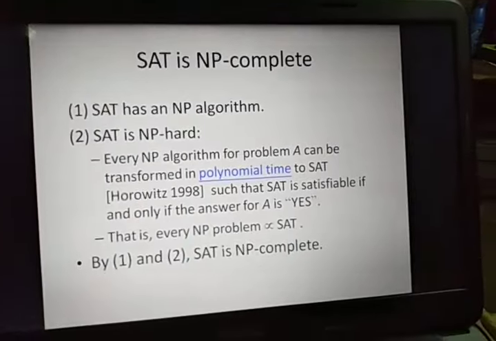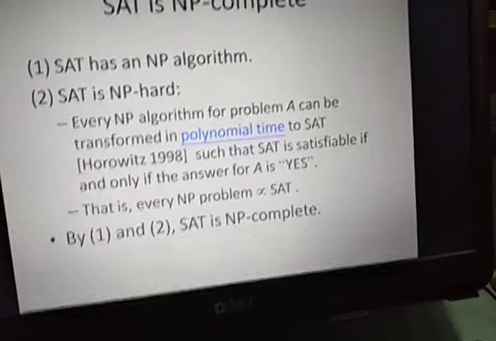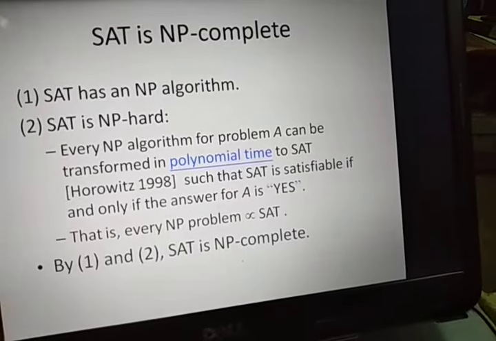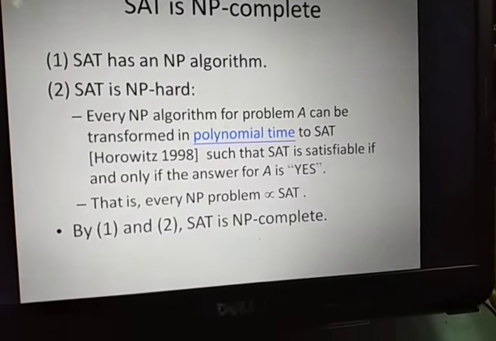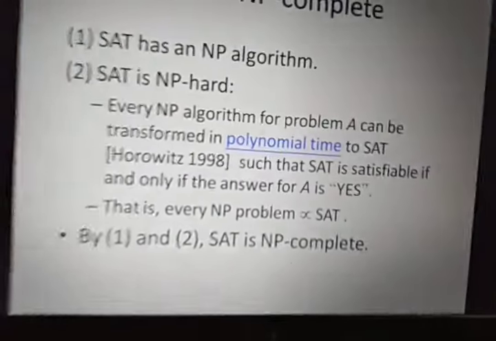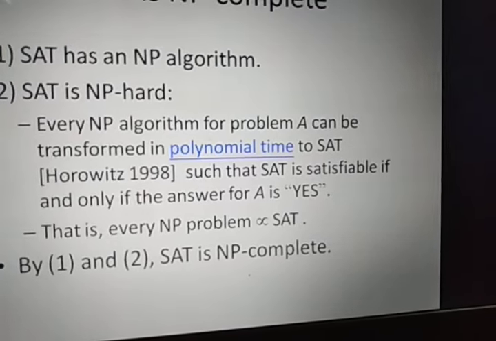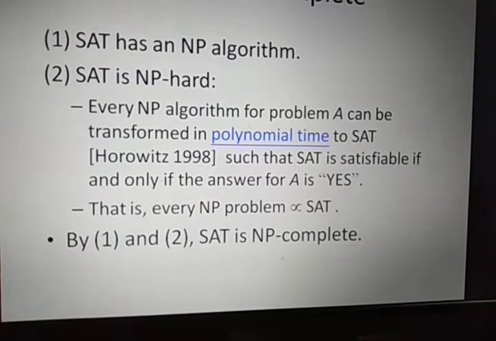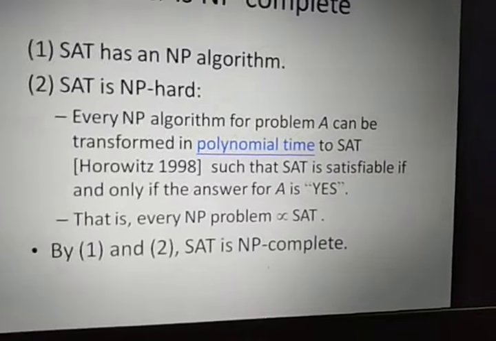And to prove Cook's theorem: Cook's theorem states that satisfiability is NP-complete. First, satisfiability has an NP algorithm. Second, satisfiability is NP-hard, that is, every NP algorithm for a problem A can be transformed in polynomial time. So from statements 1 and 2, satisfiability is NP-complete.